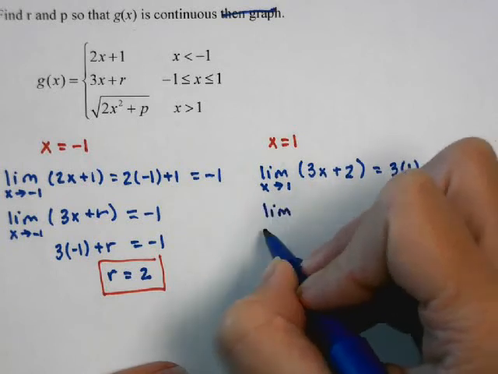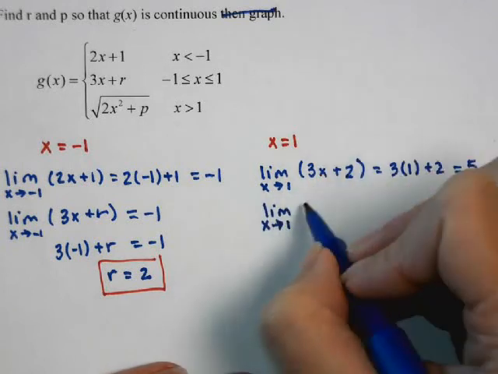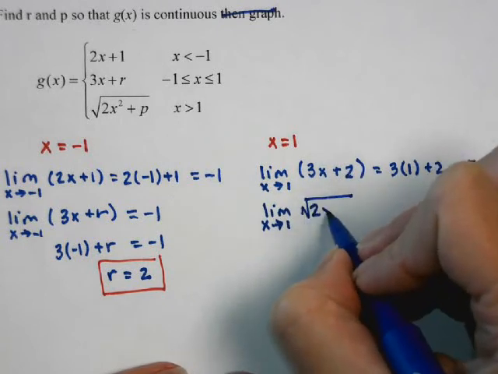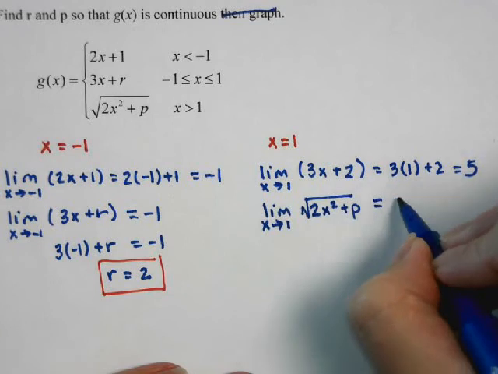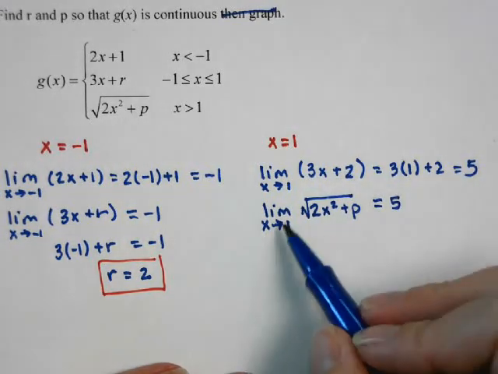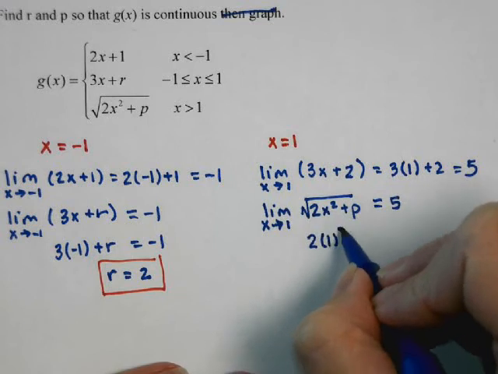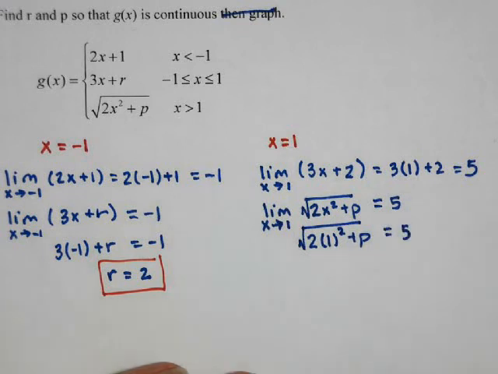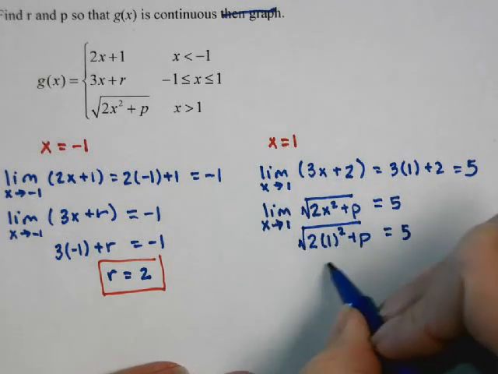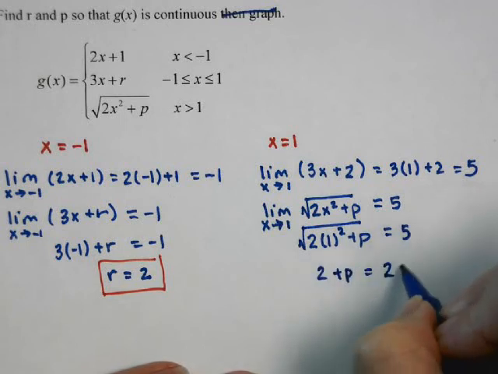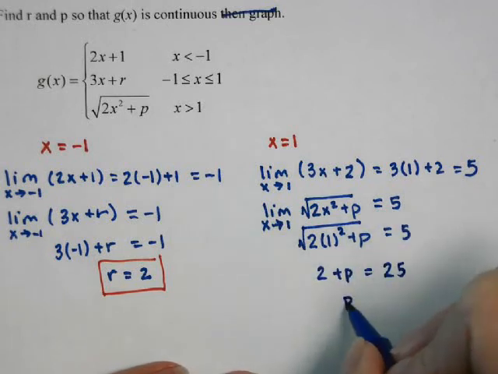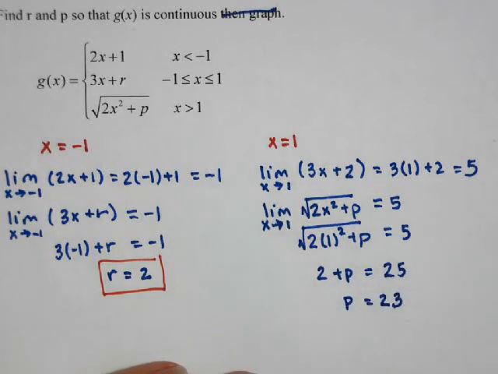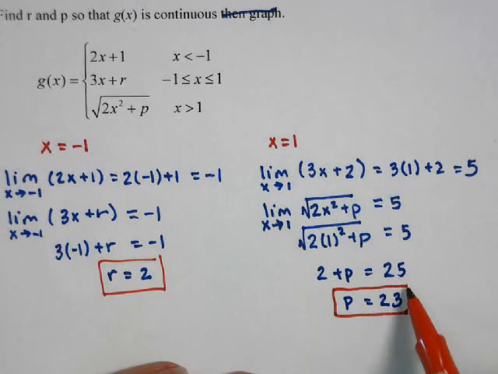So we're going to make the limit as x goes to 1 of the square root of 2x squared plus p to also equal 5. We'll plug 1 in for x here. So we're going to square this. So we're going to have 2 plus p equals 25, which means p is 23. So this would be continuous on all of the graph. And that is continuity.